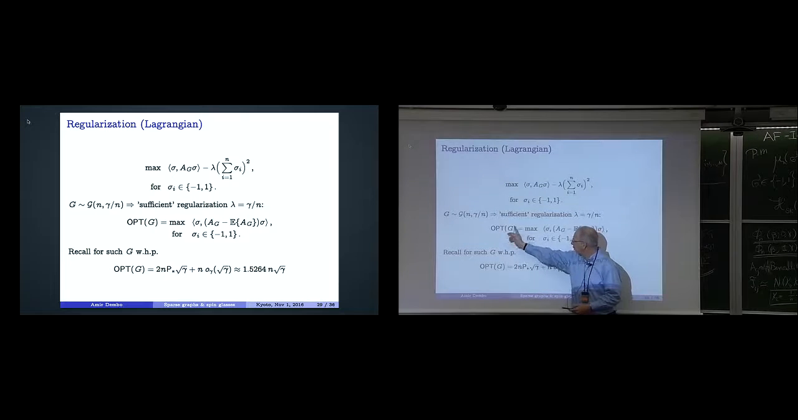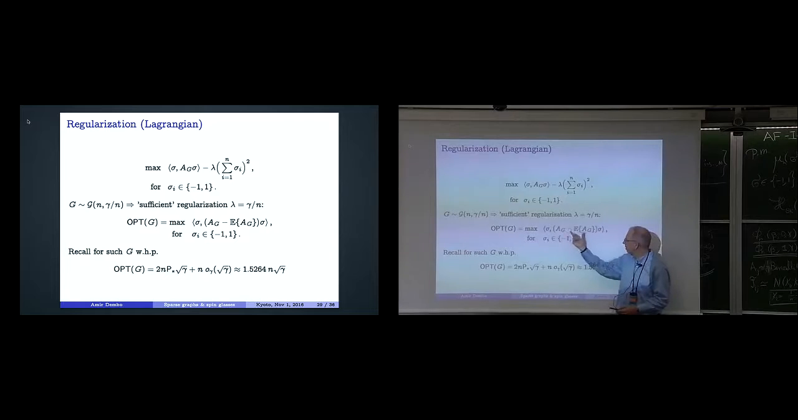So I have the problem opt G, and opt G is the maximum of this quadratic form. Now, variables lost the mean, but still integer constraints. Okay? What we know with high probability is that typically the graph would look like that. Right? This is what we calculated. 2n p star square root of gamma, and so on. So the leading term is going to be this number, p star can be found by numerical simulation, and it's some number, 1.5264 times n square root of gamma. This is a solution of this, at least for most graphs, and for large n.